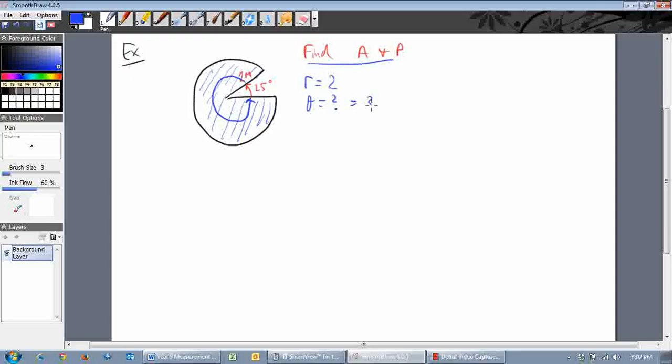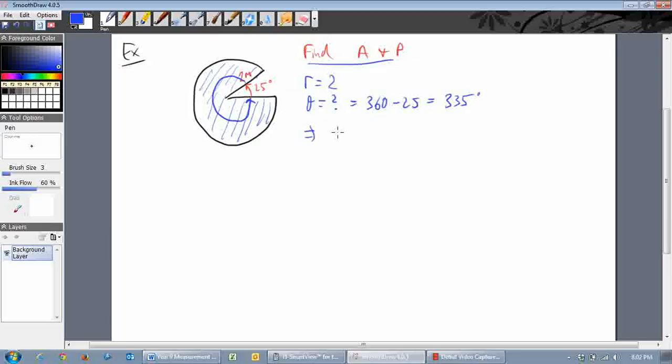So what is it going to be? It's going to be 360 minus 25, which is equal to 335 degrees. Okay, so just be careful. We're talking about the big angle here. It's trying to trick us by showing us the small angle.